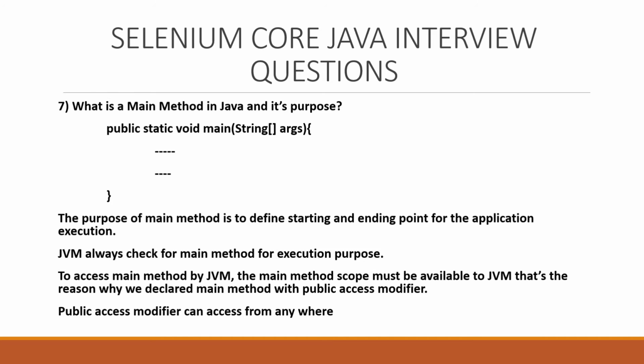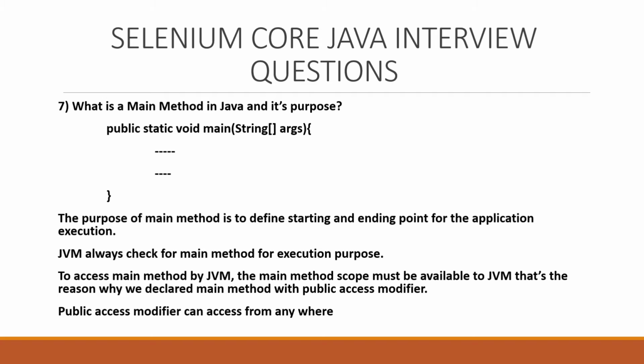The next question here is what is the main method in Java and what is the purpose of the main method? You can see here, that is public static void main. Inside that method we are going to create our class object references, or with the help of the class name we can call all the methods present inside that class, right? So the purpose of the main method is to define the starting and ending point for the application execution.